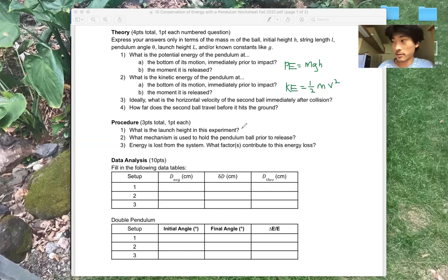Okay, moving on to the procedure. So let's see. Number one, what is the launch height in this experiment? If you take a look at the data, which I can actually bring up.